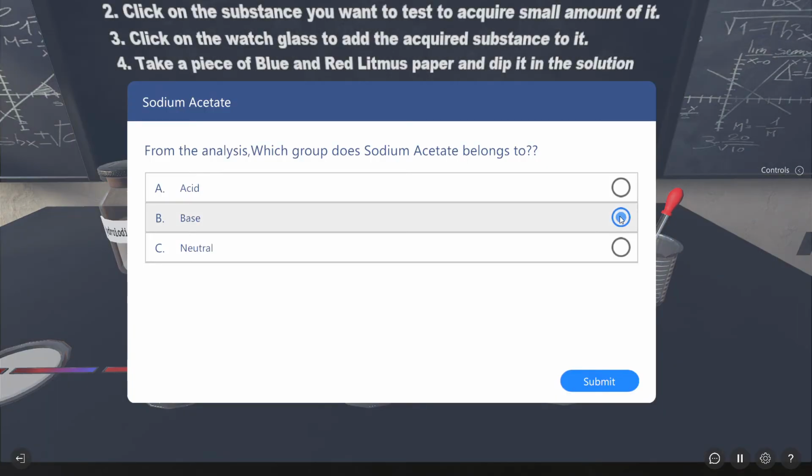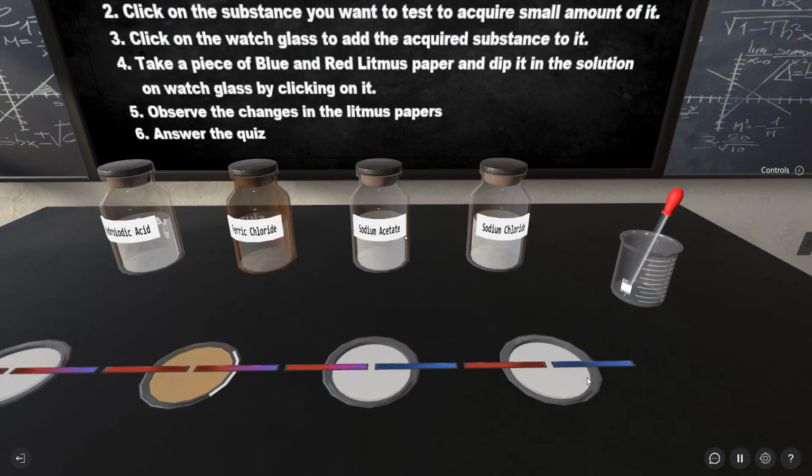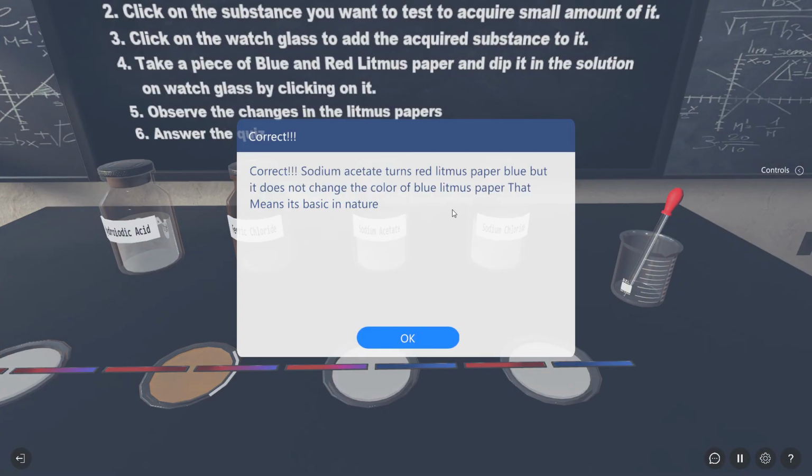From the analysis, which group does sodium acetate belong to? Correct. Sodium acetate turns red litmus paper blue, but it does not change the color of blue litmus paper, that means it's basic in nature.